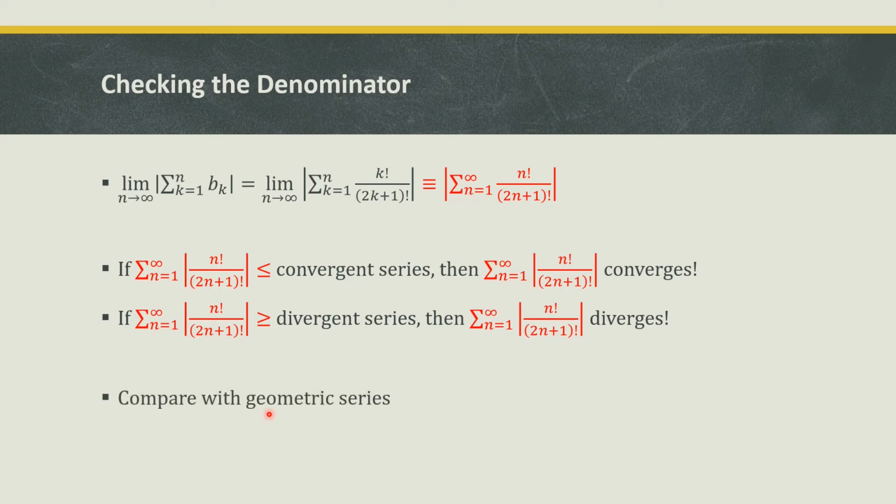And the easiest way is to compare them with geometric series. Why? Because we know when a geometric series converges or diverges. For example, here we want a convergent geometric series. So that means we will compare this with a geometric series with common ratio less than 1. And here we want to compare it with a divergent geometric series, and so we choose a geometric series with common ratio greater than 1.